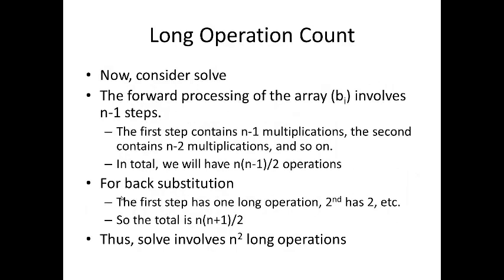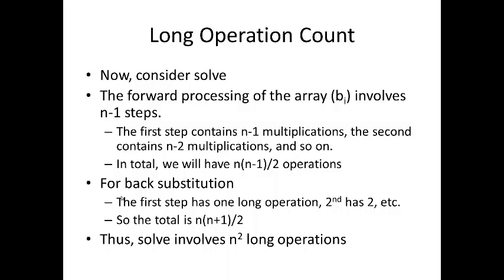Now, for the solve portion of this, the forward processing of the array b sub i involves n minus 1 steps. The first step contains n minus 1 multiplications, second contains n minus 2 multiplications, and so on. So in total we'll have n times (n minus 1) over 2. And for back substitution, the first step has 1, second has 2, and when you sum up the numbers 1 through n, you get n times (n plus 1) divided by 2.